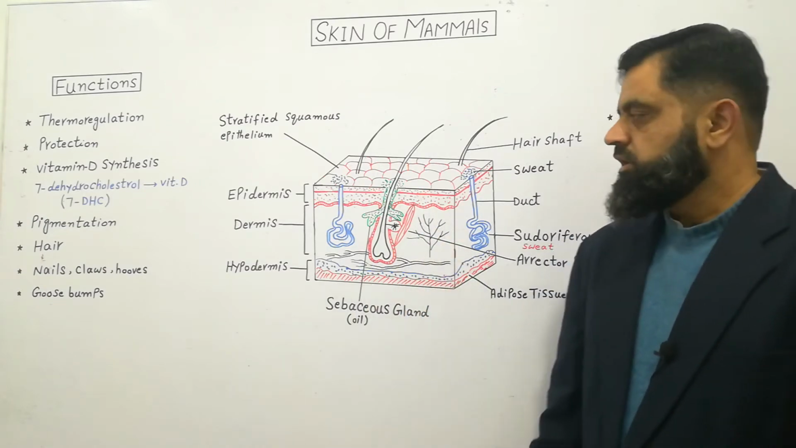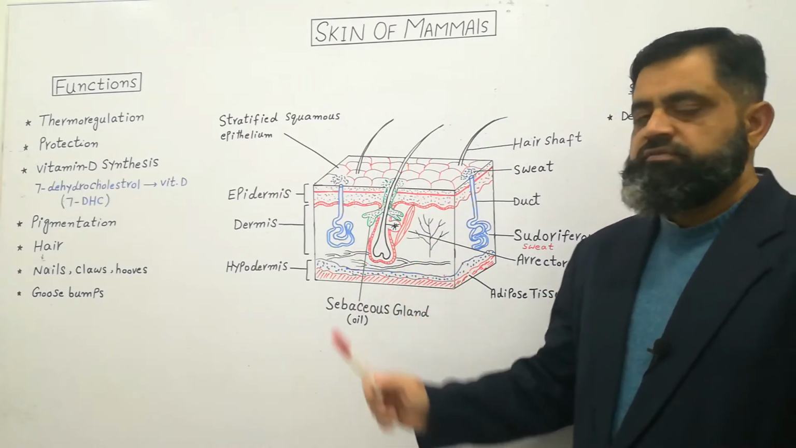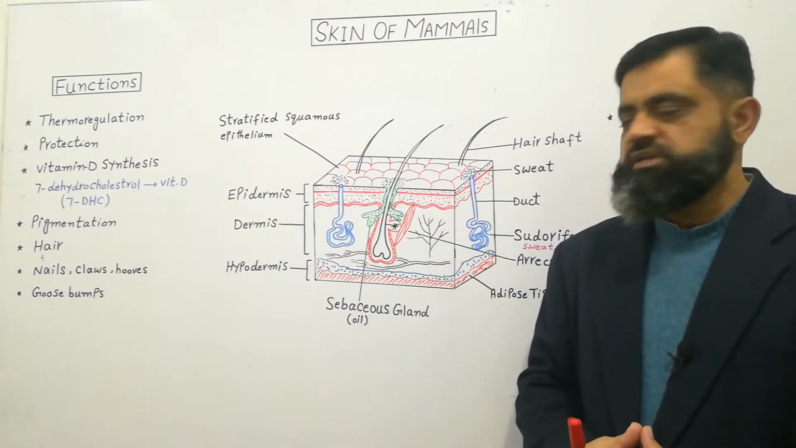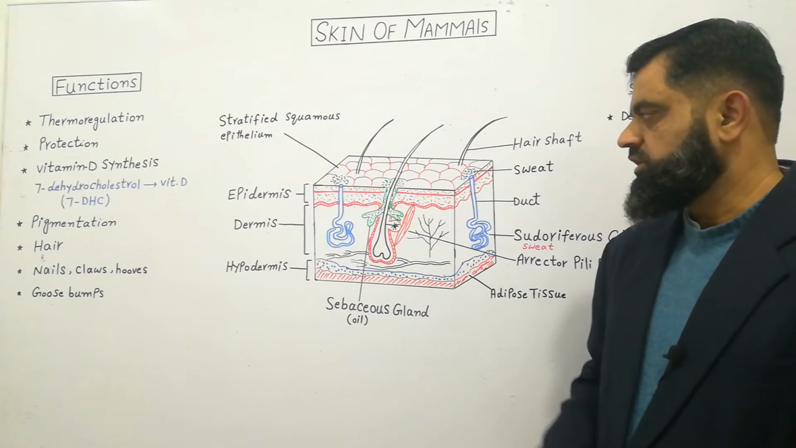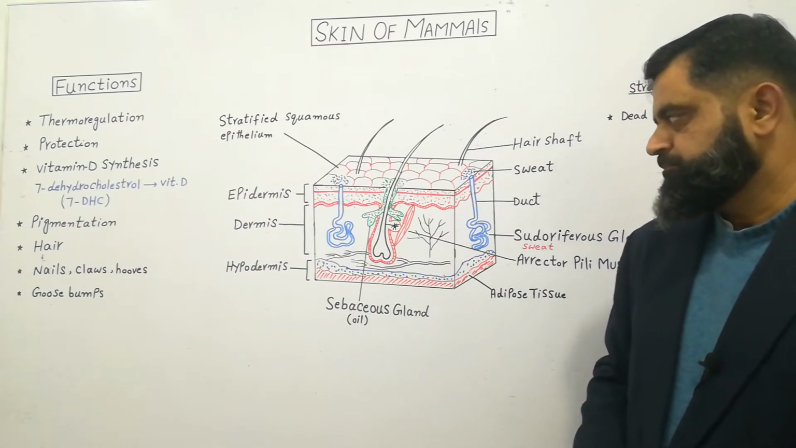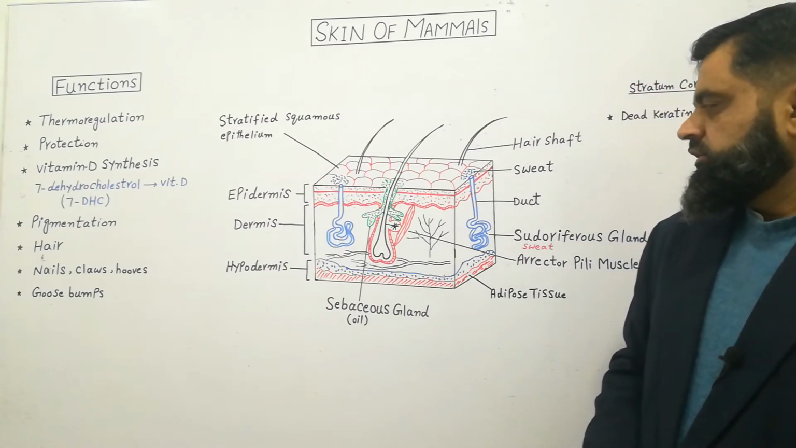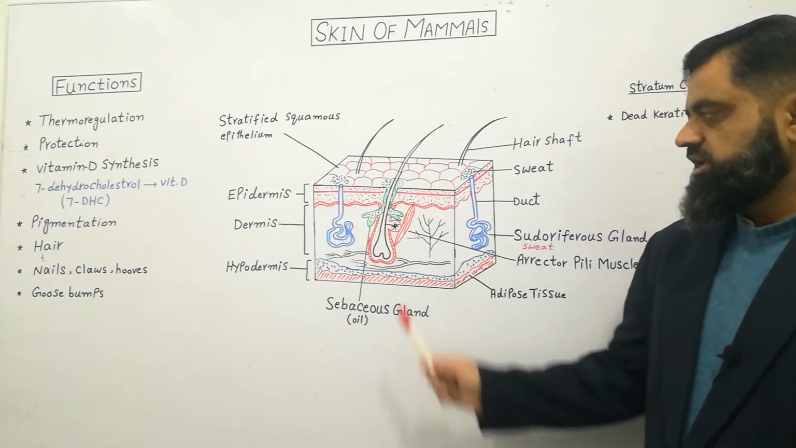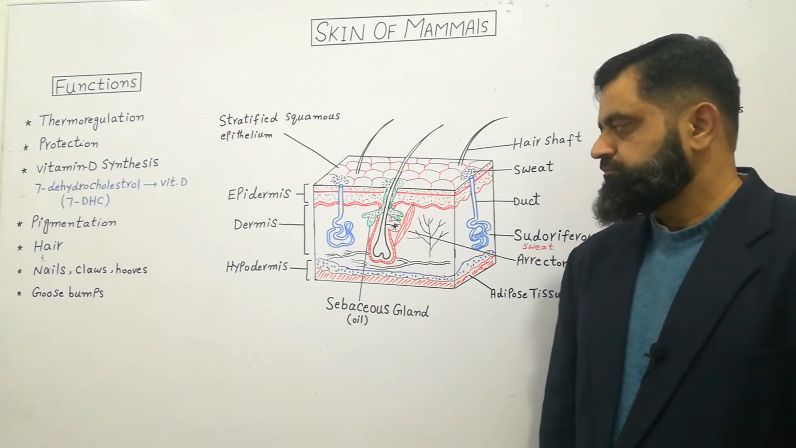Dermis also contains different blood vessels like capillaries, arteries and veins which supply blood to the skin. This part also contains erector pili muscles which are attached to the hair follicle.